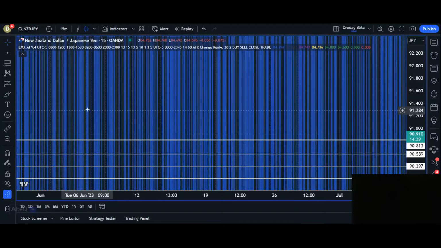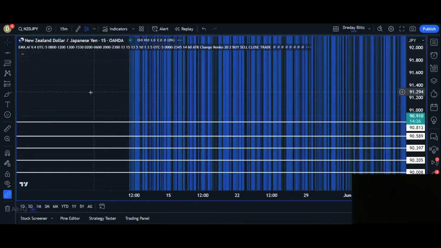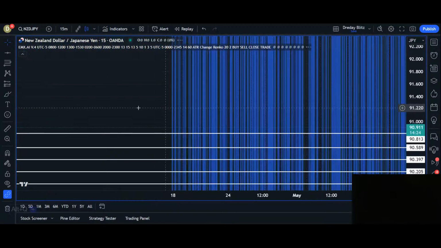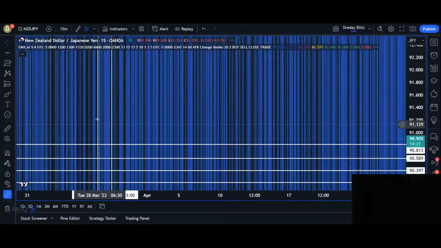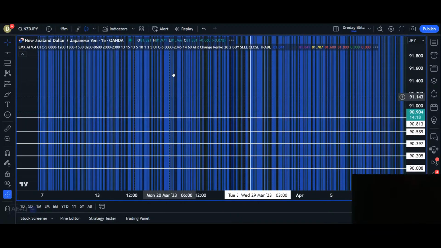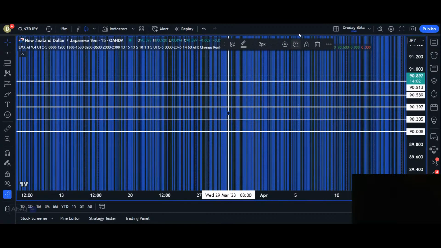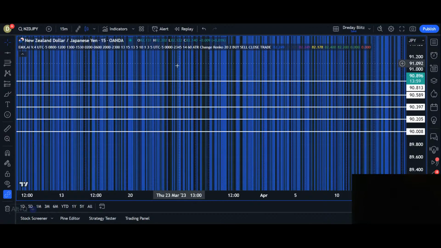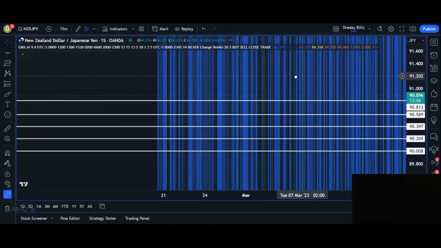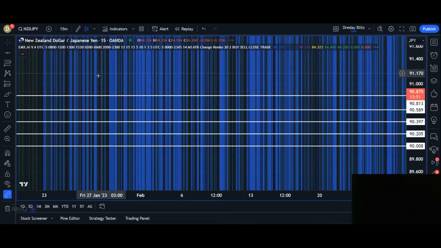So let's look. I'm just gonna remove those two. This is when I was back testing the system, so I put those lines to make sure that it's working on anything. Let's continue.